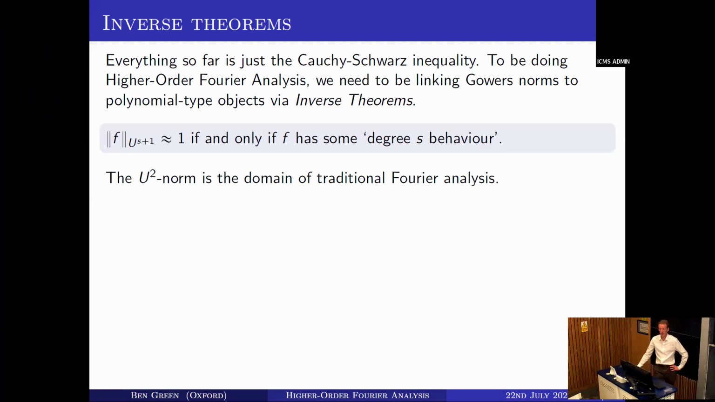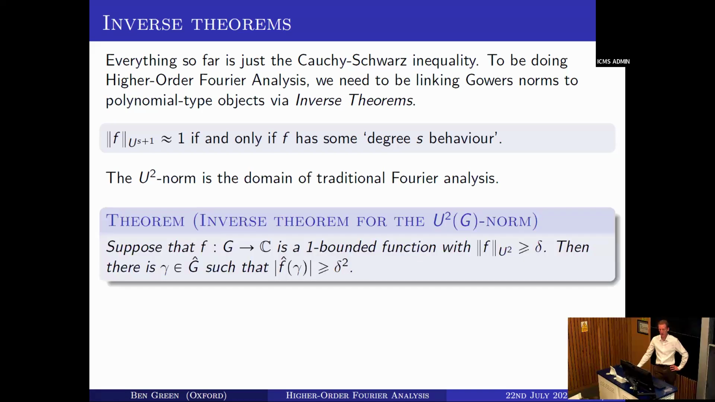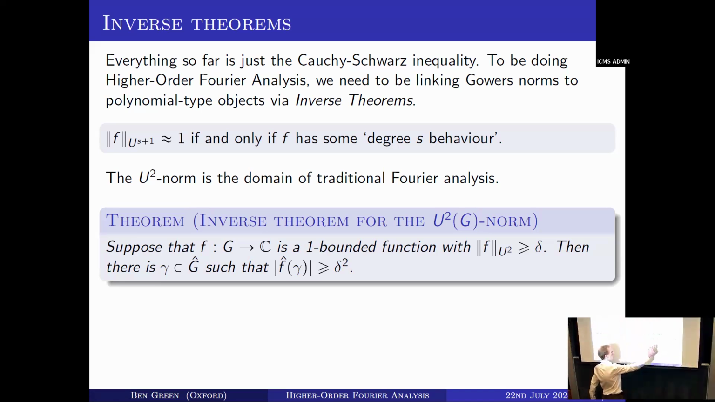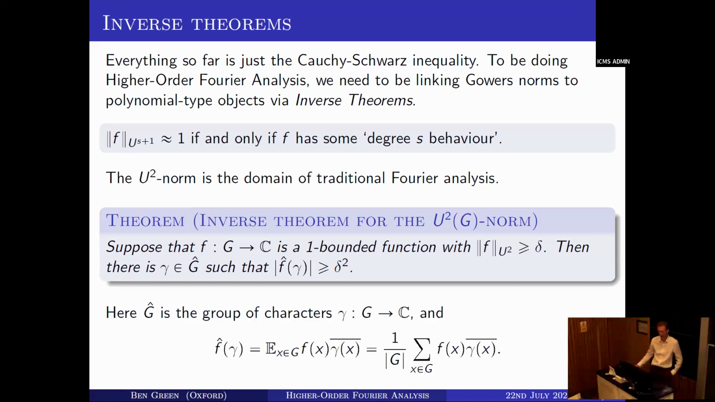So the U2 norm is not higher order Fourier analysis. That's traditional Fourier analysis. Let me just recap what the inverse theorem is there. It could have been proven in the 19th century if people had talked in this sort of language. The inverse theorem for the U2 norm on a group says, suppose I've got a one-bounded function, so it's bounded pointwise by 1, whose Gowers norm is at least delta. Then it has a large Fourier coefficient. In other words, it correlates with a character on that group.